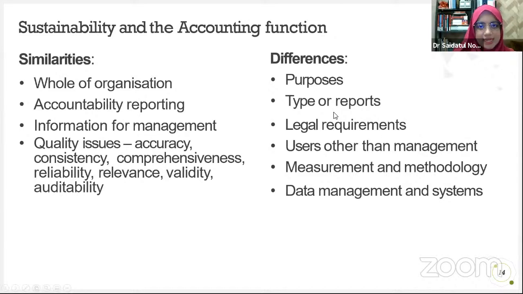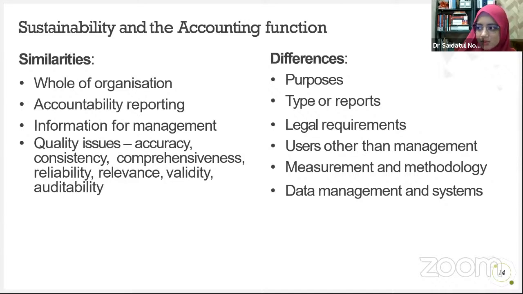In terms of types of reports, financial accounting has formatted reports. We have the statement of comprehensive income, the statement of profit and loss, the balance sheet and all that. That is already standardized. But in terms of sustainability, there's no standardized report. We have a standard, which is GRI, but it is not mandatory, and you can just choose which of the items in the GRI actually apply to your organization. So each organization will have a different set of items in sustainability reporting. So it's not the same. For financial accounting, it will be the same. You will have profit and loss, you will have a balance sheet, and all that. But in sustainability, it will be different because your issues are different, your impact is different. So there's no standardized report.